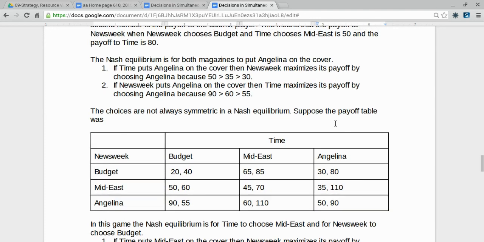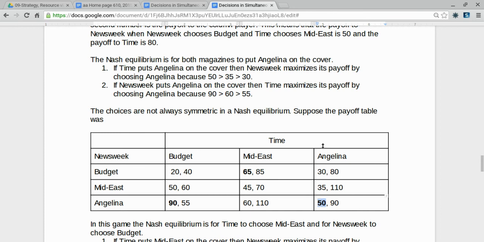The choices are not always symmetric in a Nash equilibrium. I've changed some of the payoffs around. Let's find the Nash equilibrium in this new game. If Time chooses Budget, the best thing for Newsweek to do is to choose Angelina, because 90 is the highest payoff in the Budget column. If Time chooses Mideast, the best choice for Newsweek is Budget, because 65 is the highest payoff in the Mideast column. And if Time chooses Angelina, the best choice for Newsweek is Angelina, because 50 is the highest payoff in the Angelina column.